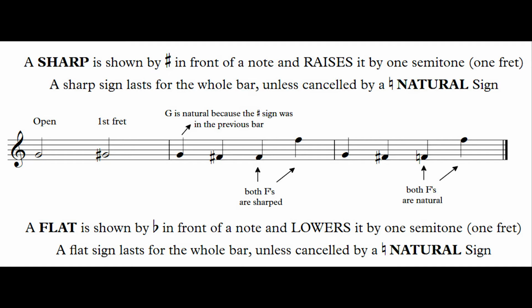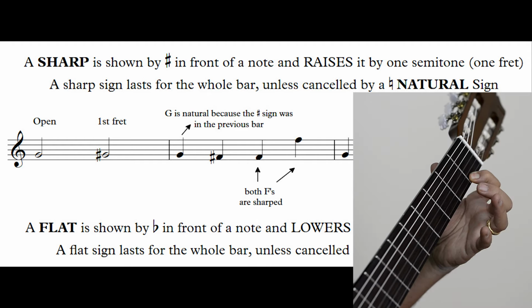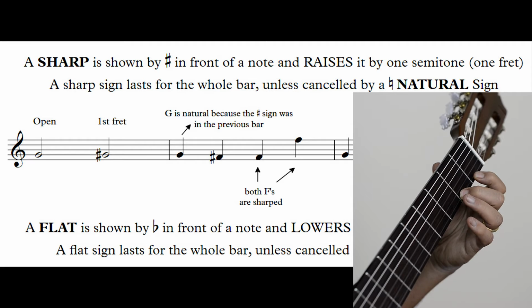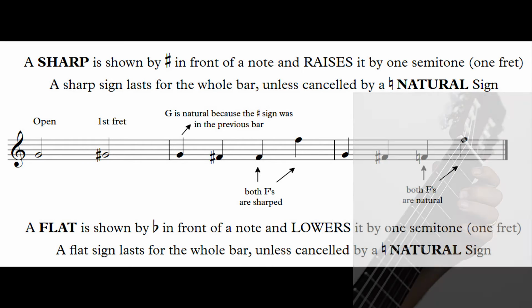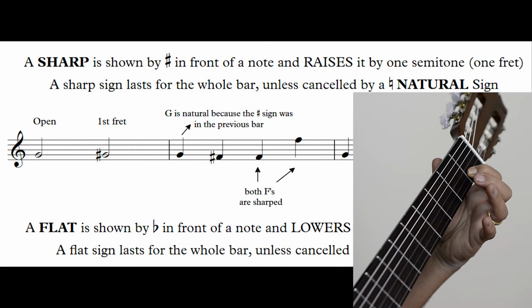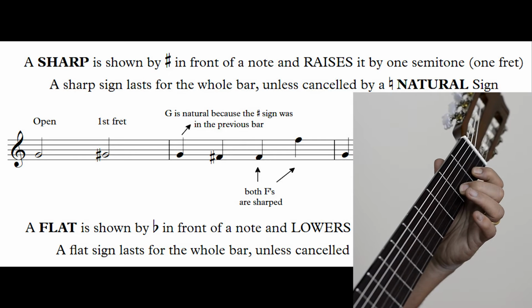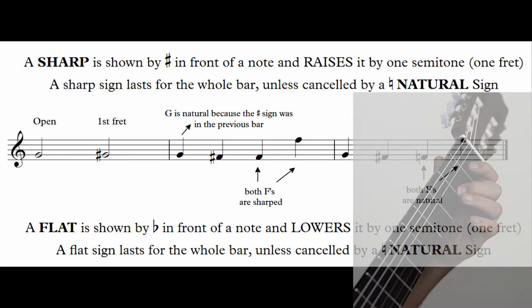And so on. If we have an F on the first fret, first string, and we put the sharp sign, now it becomes the F sharp on the second fret. If we have the C on the second string, first fret, and we put a sharp sign, it will become a C sharp on the second fret.